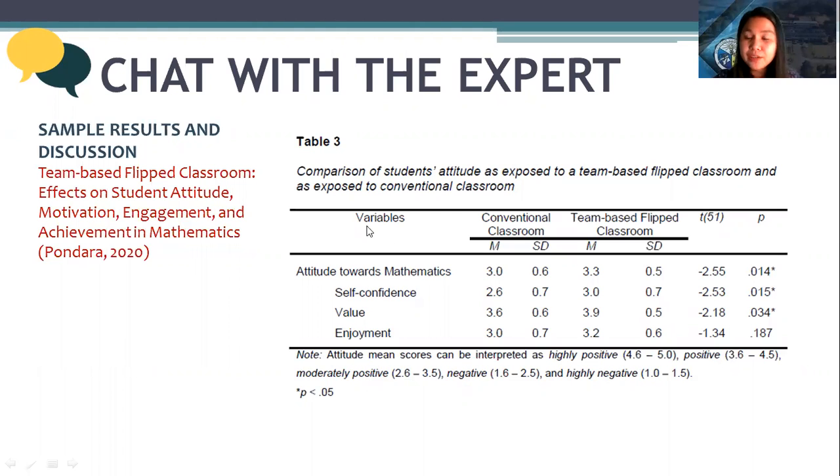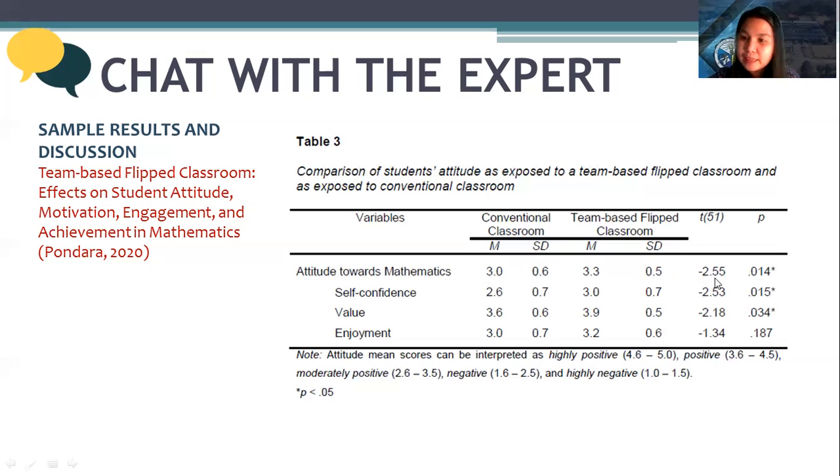Still, the variables are there. Next, the conventional classroom, mean and standard deviation. The team-based flipped classroom, mean and standard deviation. The t-test. Remember, I'm comparing two groups, so I've used independent samples t-test for my statistical analysis. So t(51) means there are 51 people who were in this study.